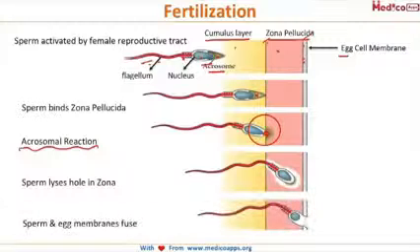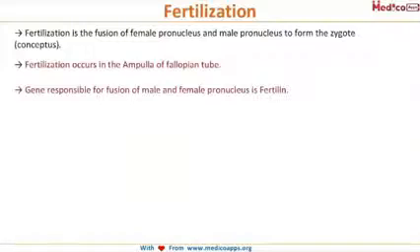And then occurs the fusion of the sperm and the egg. Now, the actual process of fertilization occurs, and there is fusion of the male and the female pronucleus to form the zygote. And remember, this fertilization causes the resumption of the meiosis II that was suspended in the secondary oocyte, and this causes the release of second polar body. Now, where does this fertilization occur? It is in the ampulla of the fallopian tube, and the factor responsible for this fusion of the male and female pronucleus is fertilin present on the sperm.